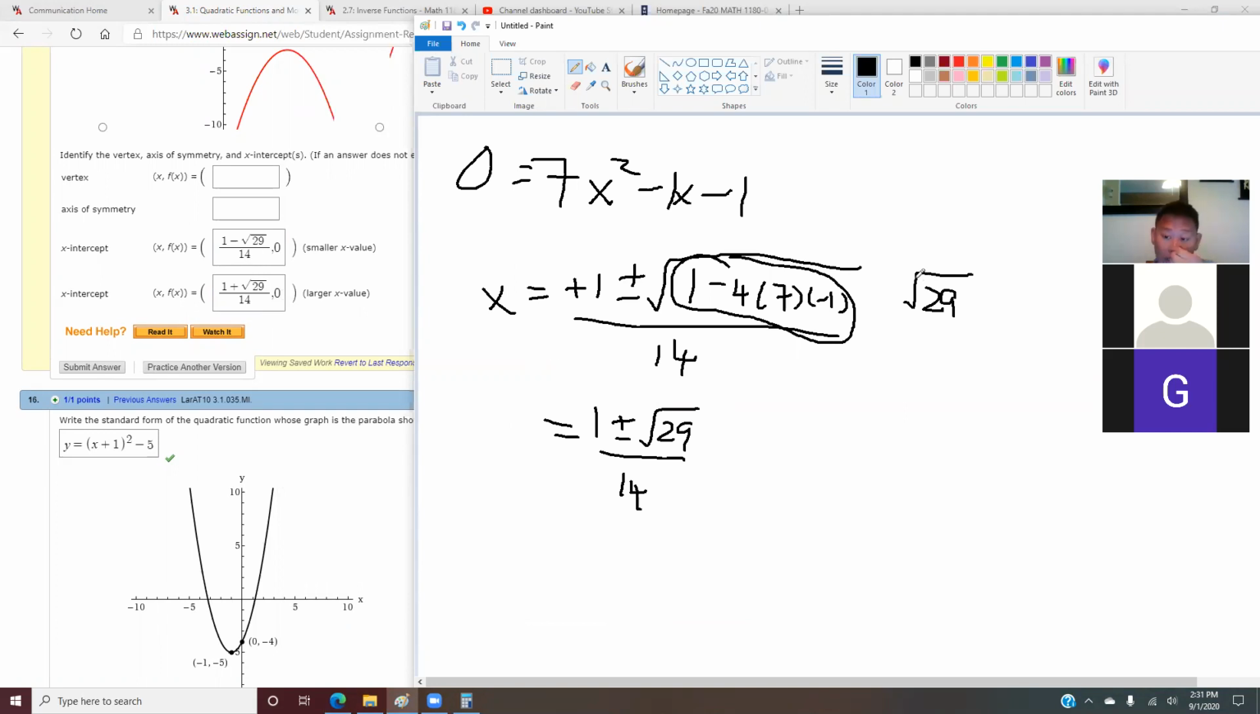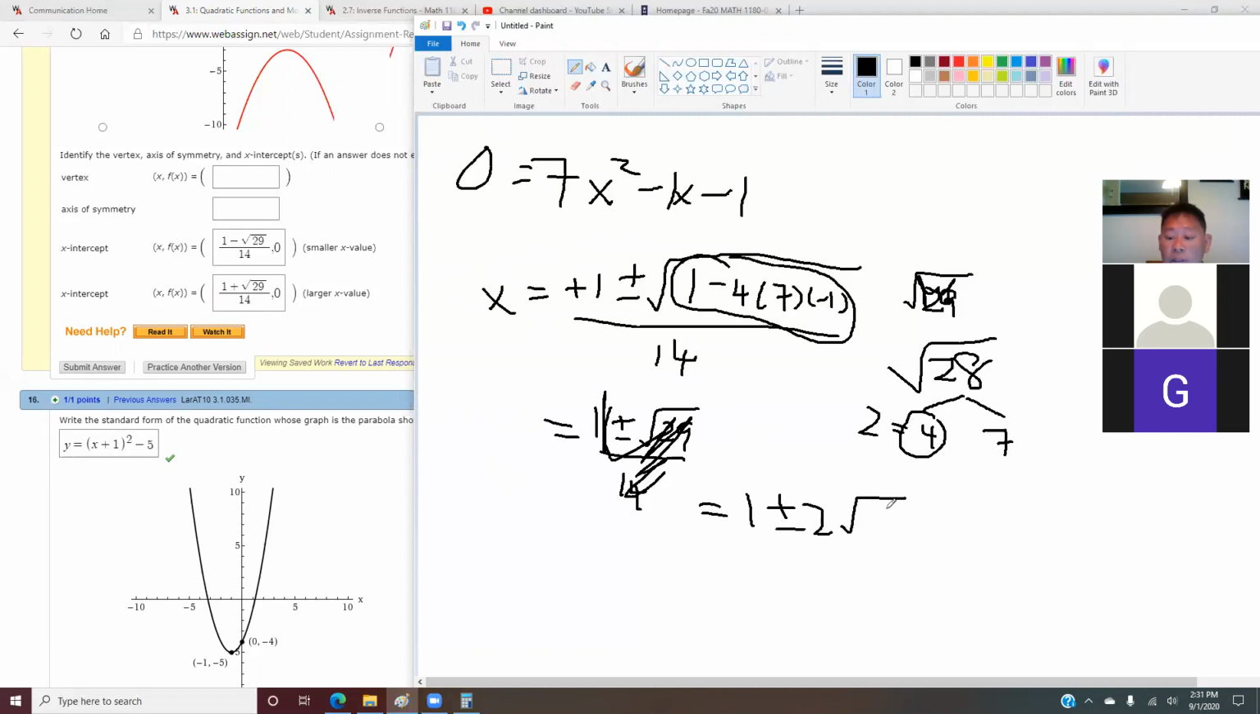Now, this is for 29, which we know we cannot break down. But what happens if this is 28? 28, you can break it down because it's not prime. So you do 4 times 7, and 4 is a perfect square of 2. So your answer in this case is 1 plus minus 2 square root 7, all over 14.